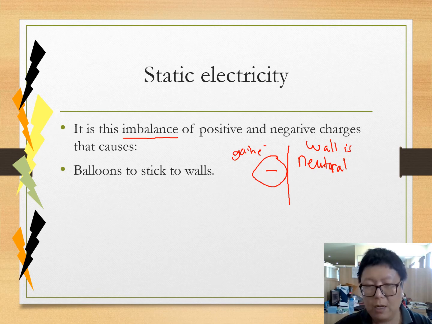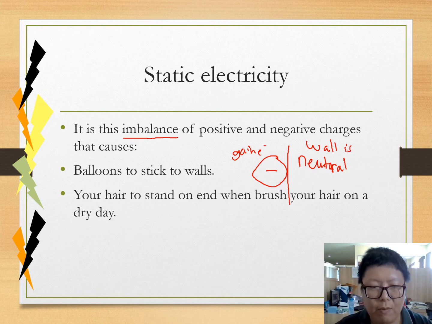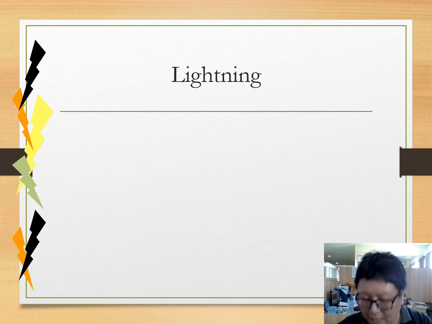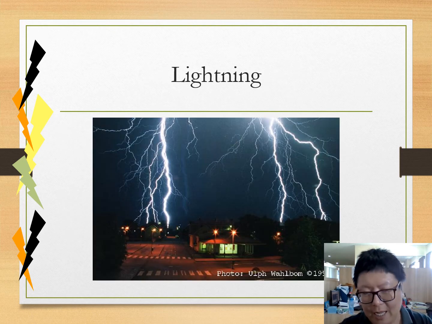It is the same when your hair stands on end when you brush your hair on a dry day. I think you have experienced this: when you comb your hair, you will see that your hair is standing. It's very difficult to tidy or to make it neat. Sometimes you can also feel an electric shock when you touch a metal door handle. Lightning is also one example of static electricity.